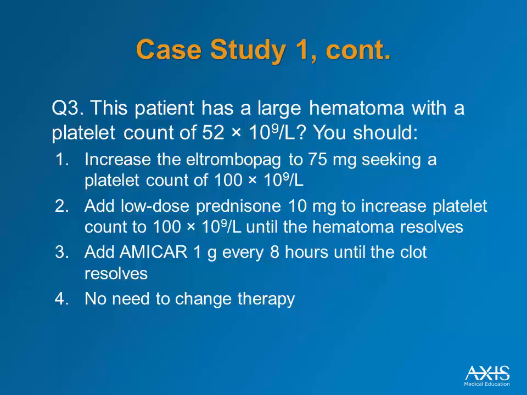Would you prefer a higher platelet count and possibly increase his eltrombopag to 75 milligrams a day? Would you consider adding low-dose prednisone, which we know is synergistic with eltrombopag, to increase the platelet count to greater than 100,000 until the hematoma resolves? Possibly add an inhibitor of fibrinolysis, such as Amicar, 1 gram every 8 hours until the clot resolves. Or not change his present therapy. Is 50,000 per microliter more than adequate in a patient like this with a large subcutaneous hematoma?